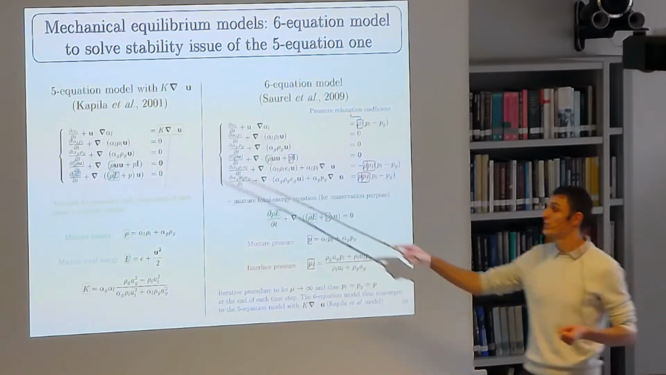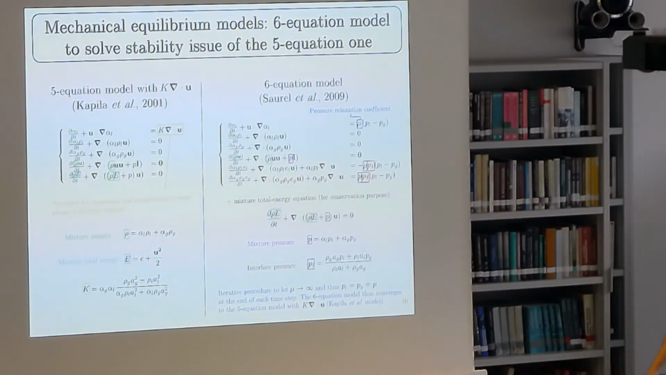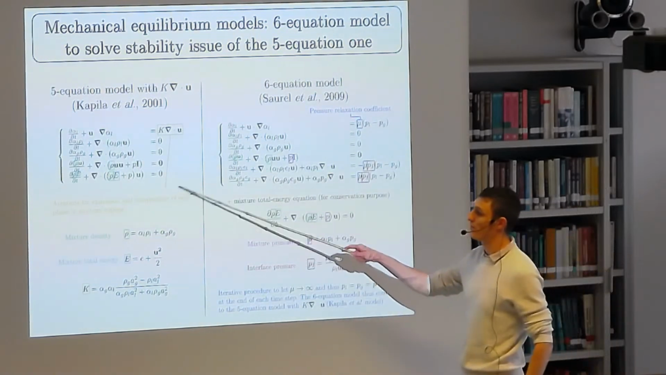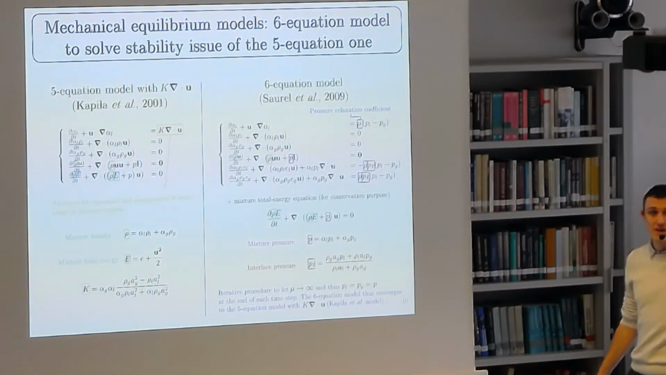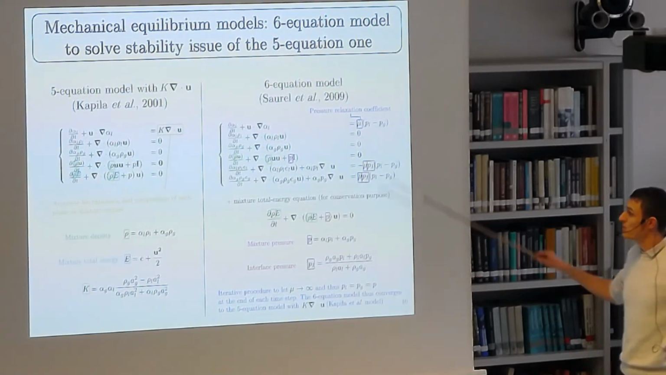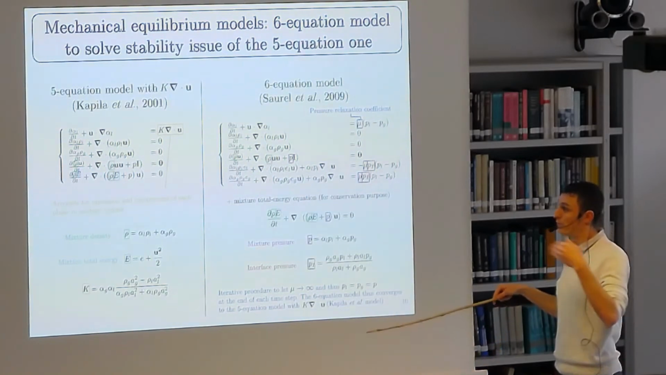But if you don't use this term, then you break the second law of thermodynamics, and also when you do some cases, you don't represent those effects. For example, for bubble collapse, you don't have the good behavior. So what we do is we use a 6 equation model. So this is the model, the first parent, right?